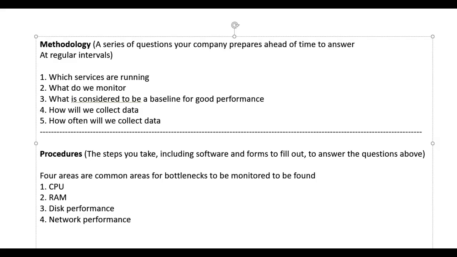As we study for our Server Fundamentals MTA exam, two topics that are talked about on the exam are methodology and procedures, and I want to define those.